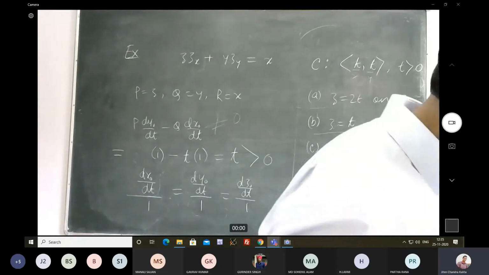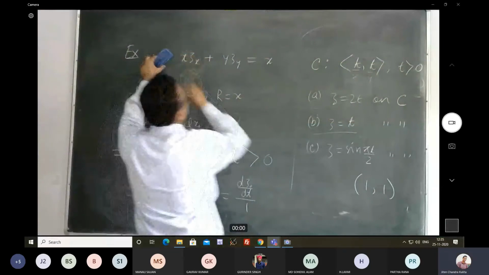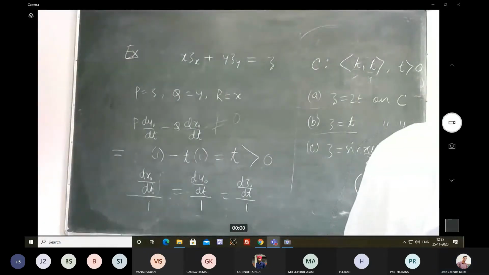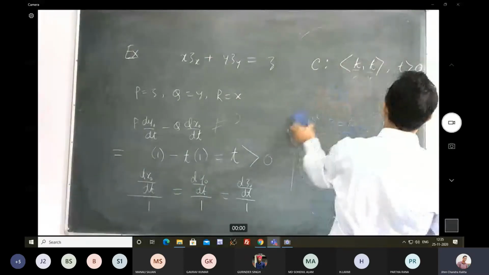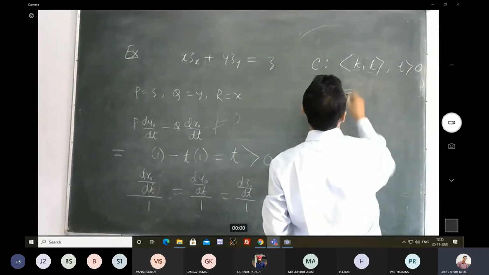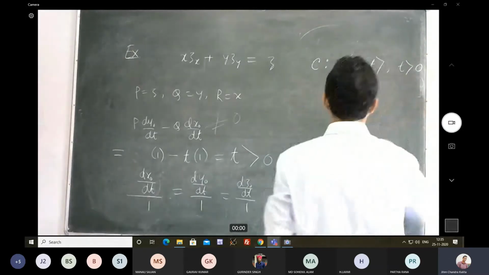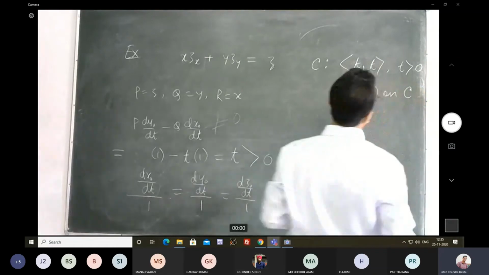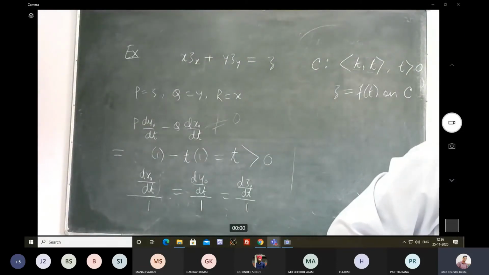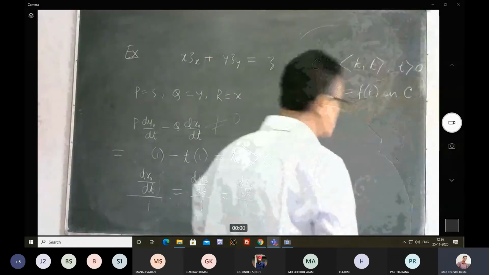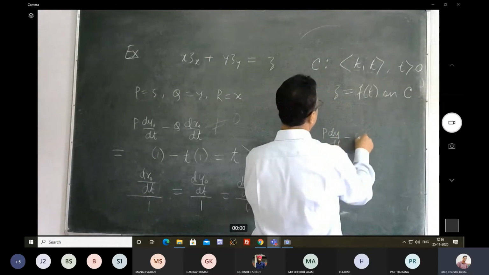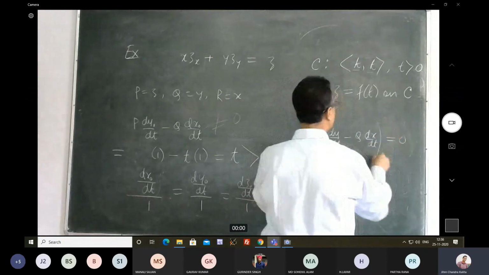X zx plus y zy equal to z, with x = t, y = t, and this is what we have been given. This is fine, and I have been given z equal to f of t on the initial curve C. So now the problem is you have to determine the class of functions f of t for which our condition is satisfied. That means this is related to the condition P dy/dt minus Q dx/dt, which of course is equal to 0 at the point x naught, y naught.